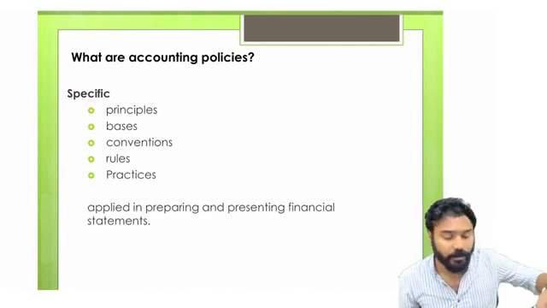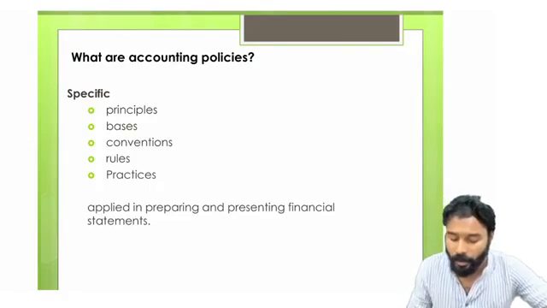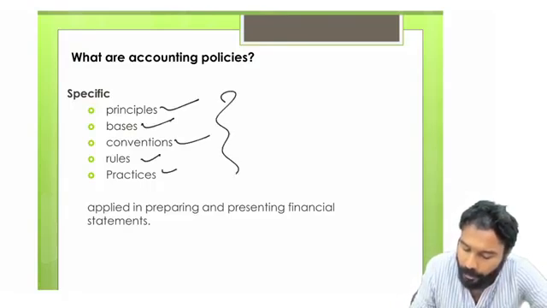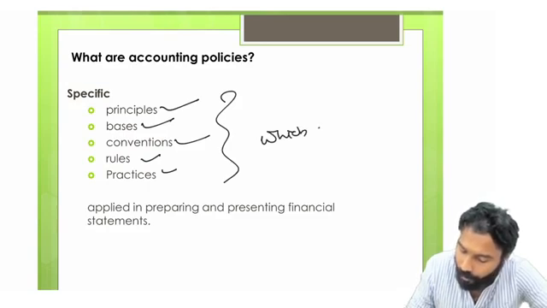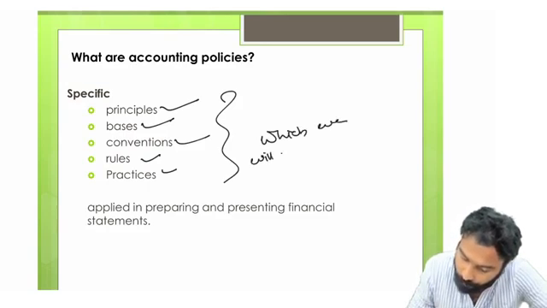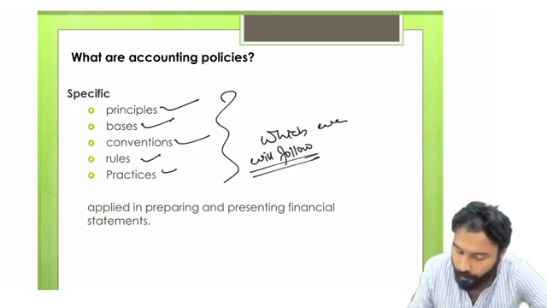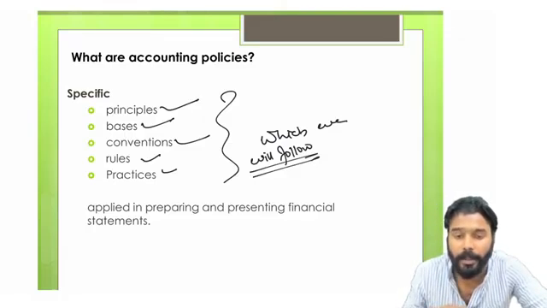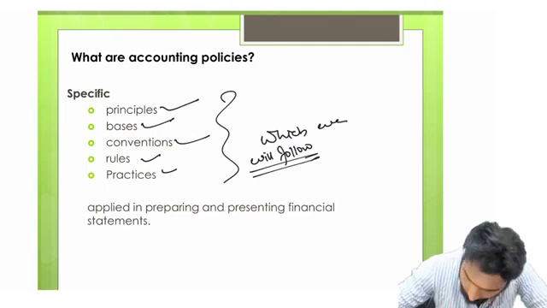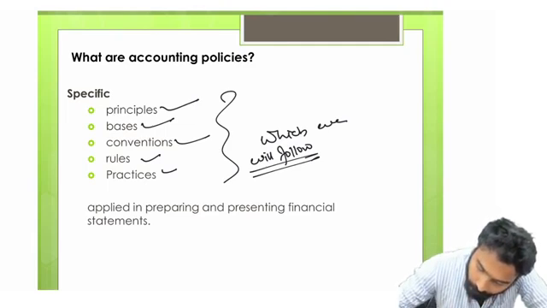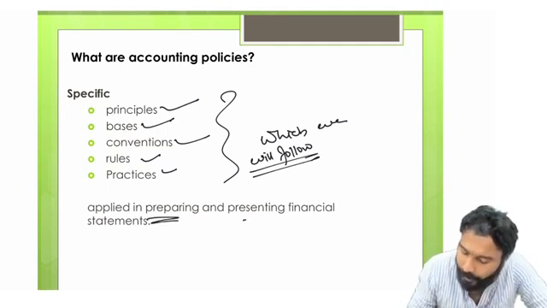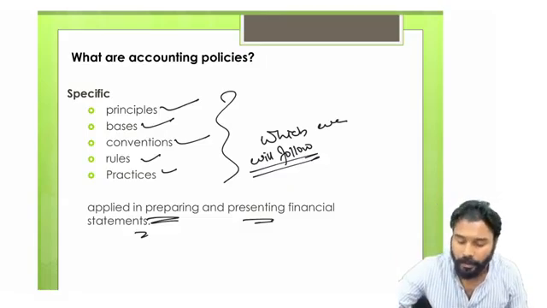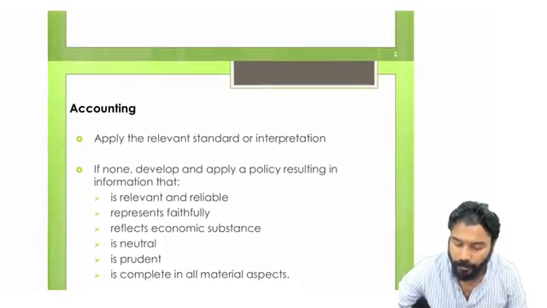So first of all we will discuss what accounting policies are. Accounting policies are basically the principles, bases, conventions, rules and practices that are applied in preparing and presenting the financial statements. So it can be certain principles or certain conventions that we follow. All of this can come as part of your accounting policies.